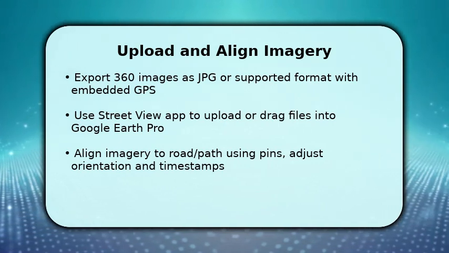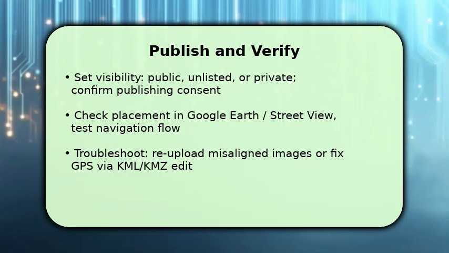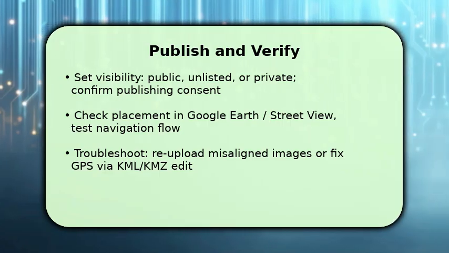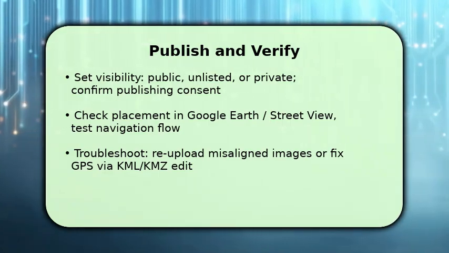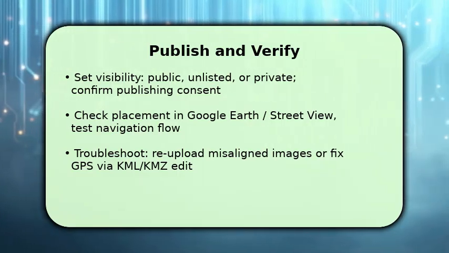Finish by publishing and verifying your Street View in Google Earth. Choose the appropriate visibility setting and confirm any prompts about public content. After publishing, open Google Earth and the Street View layer to inspect placement and navigation. Walk through the sequence to ensure smooth transitions.